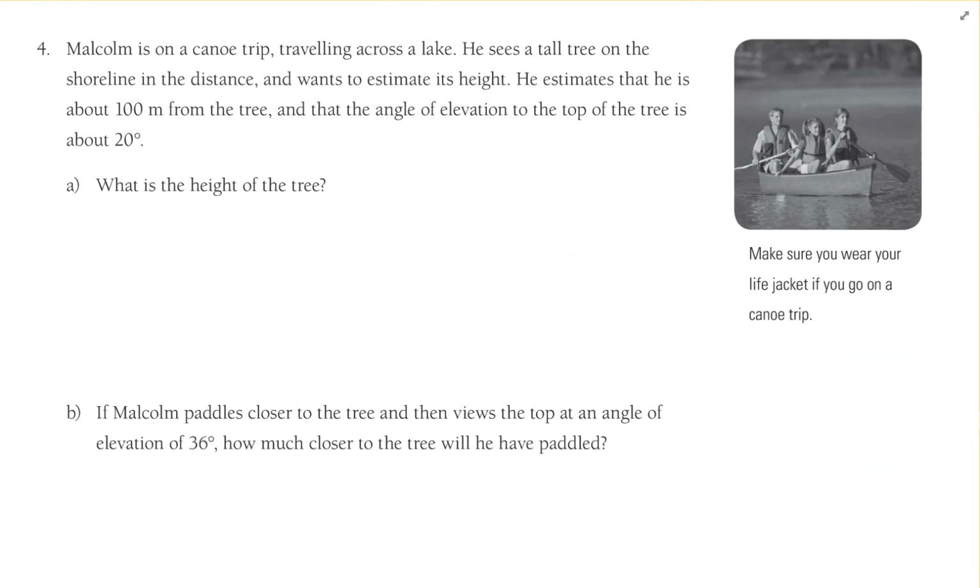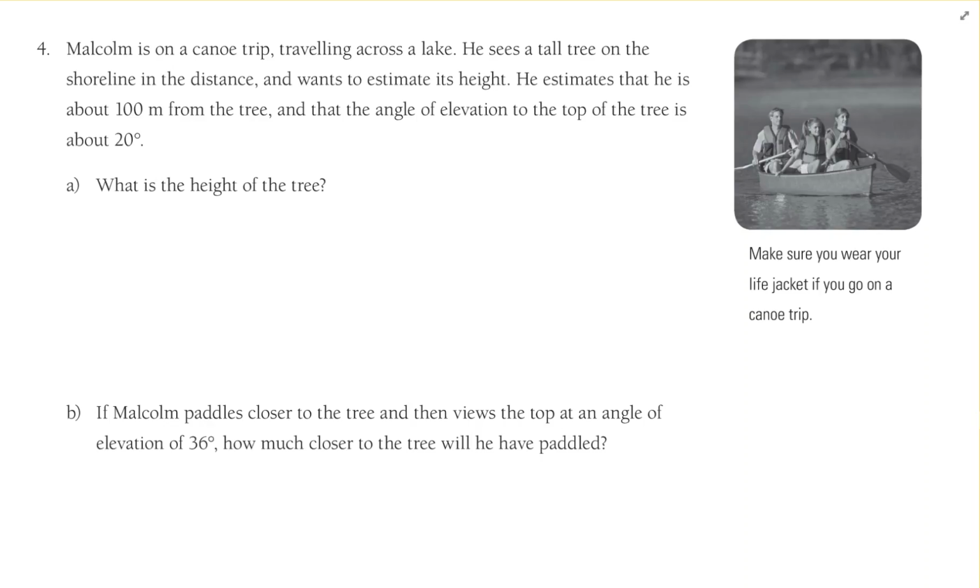Alright, 4. Again, this one you're going to want to draw out first. It says Malcolm is on a canoe trip traveling across a lake. He sees a tall tree on the shoreline in the distance and wants to estimate its height. He estimates that he is about 100 meters from the tree and that the angle of elevation to the top of the tree is about 20 degrees. What is the height of the tree? Alright, so draw it out. That's a really straightforward one. Go ahead and answer 4A now.